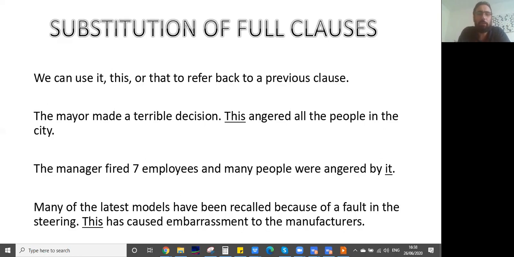Why can't I just put which? Okay, I'm going to ask you another question. If I put which here, would this be a defining relative clause or a non-defining relative clause? Who can tell me? If I put which here, let's say I dropped the full stop and I put which here, would it be defining, giving me necessary information, or giving additional information? A non-defining relative clause.